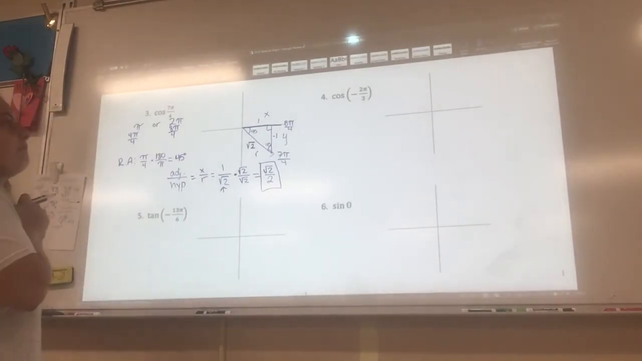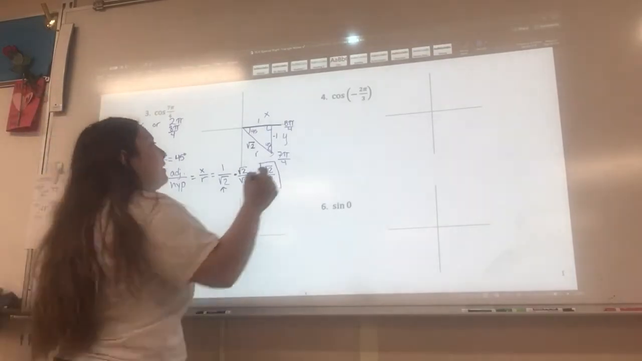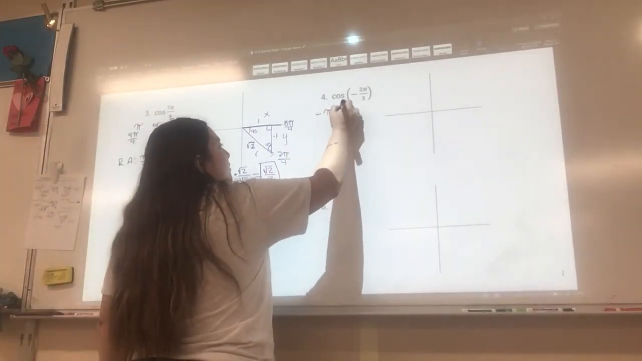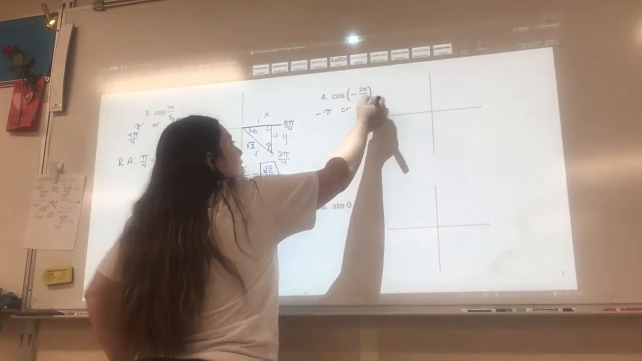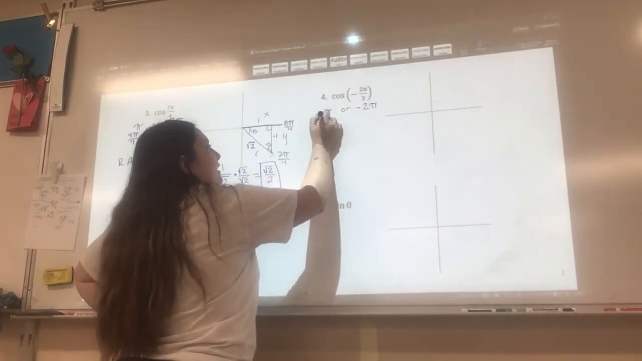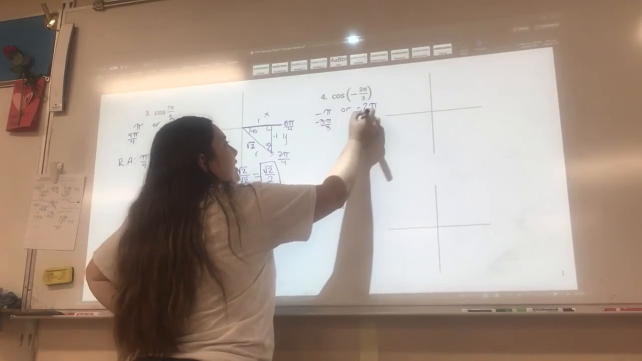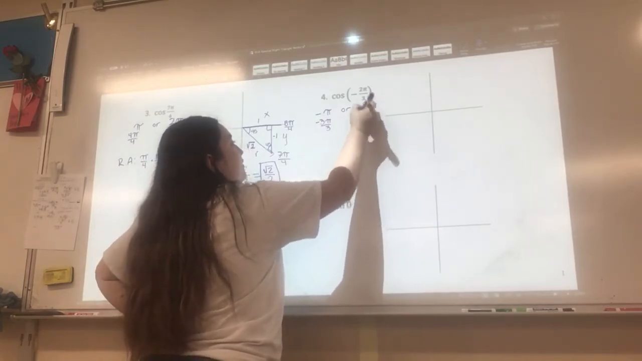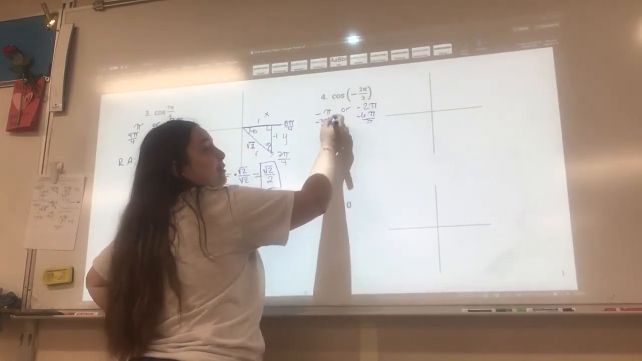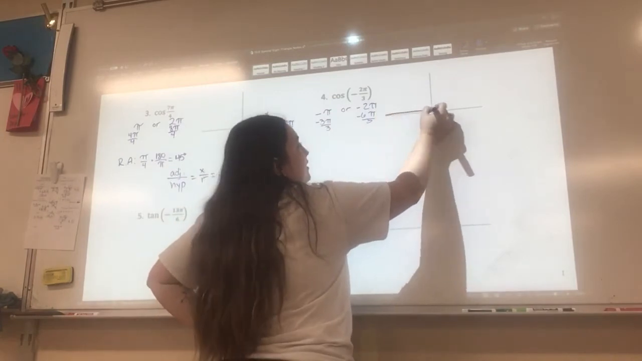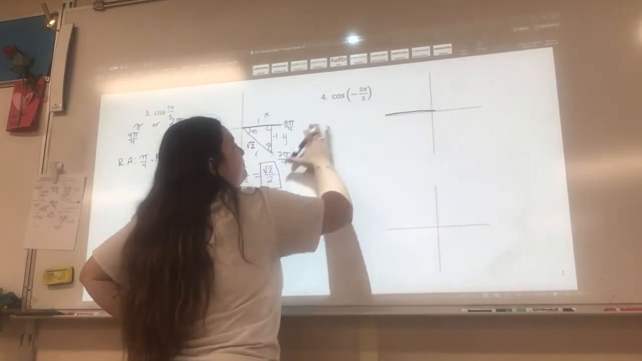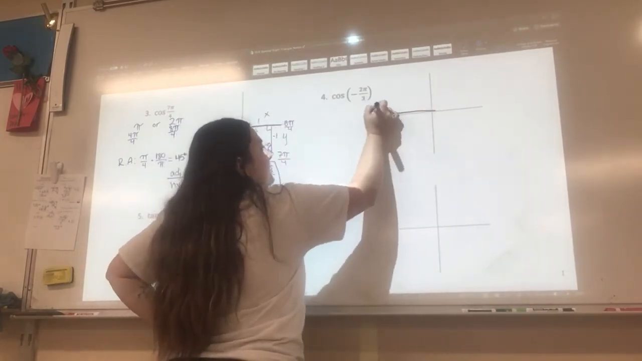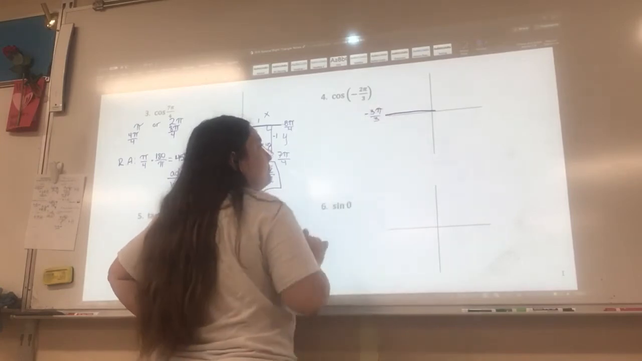Okay. So looking at cosine of negative 2 pi over 3. Once again, are we close to negative pi or negative 2 pi? Since we have a denominator of 3, we're going to look at negative 3 pi over 3 or negative 6 pi over 3. Well, 2 is really close to negative 3 pi over 3. So we know we are in this area. And we're going to see that this is going to be negative 3 pi over 3.